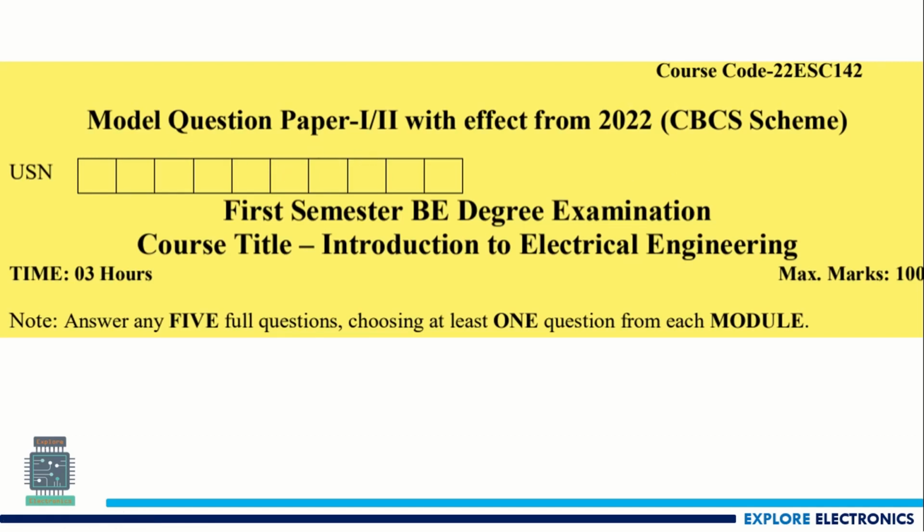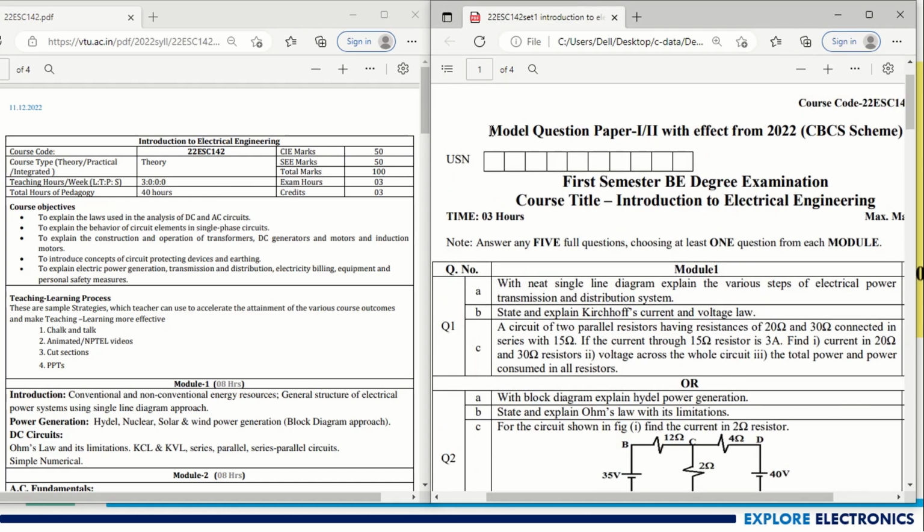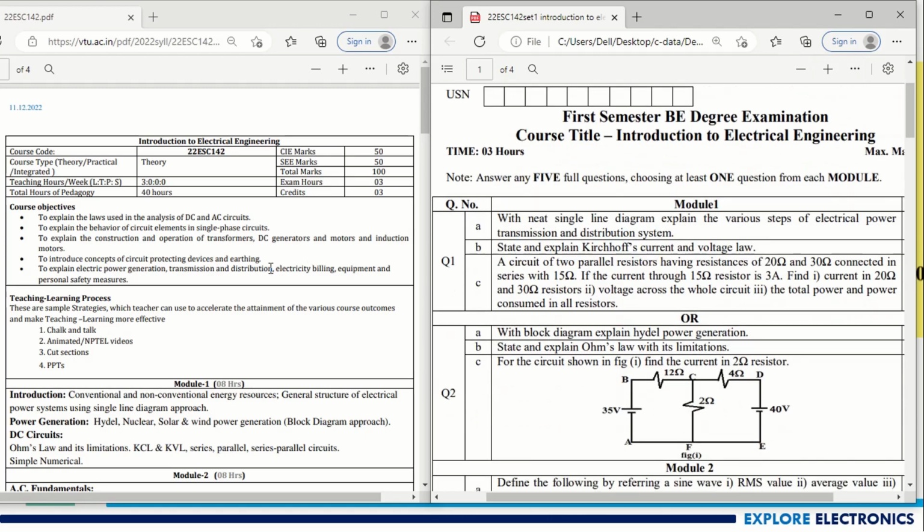These are the questions given in the model question paper with respect to the module-wise syllabus. You can see here on the left side I have Introduction to Electrical Engineering. This is the syllabus copy, the complete syllabus. On the right side I have the model question paper released by VTU for the 2022 scheme. You can see module 1.